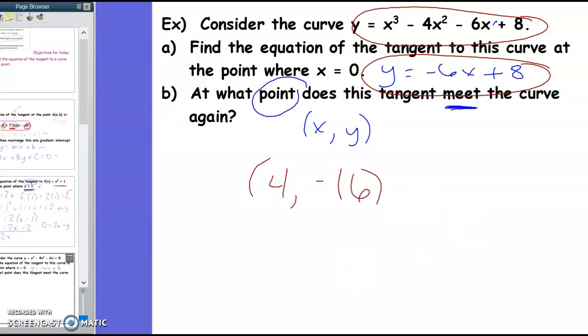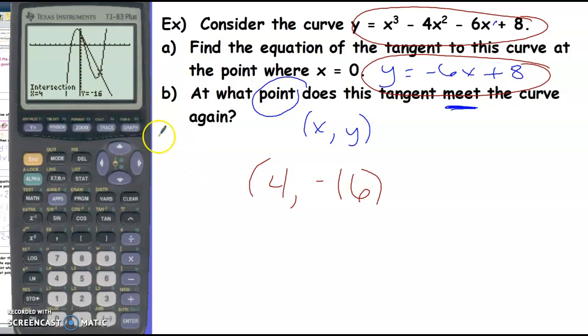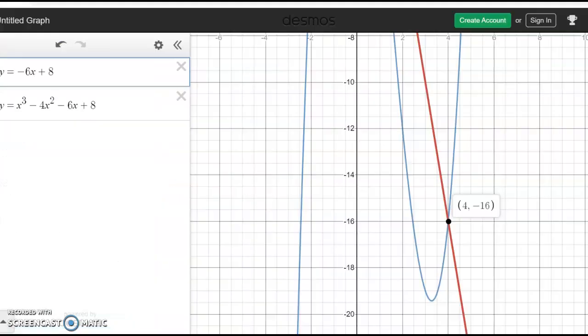Sorry, I can't have the calculator on the screen and write on the screen at the same time. But there is where the answer is going to come from. So that's the point where that particular tangent line happens to meet the curve again. And notice it is not tangent at that point. It's cutting through, not touching. So I went to Desmos so you guys could see.